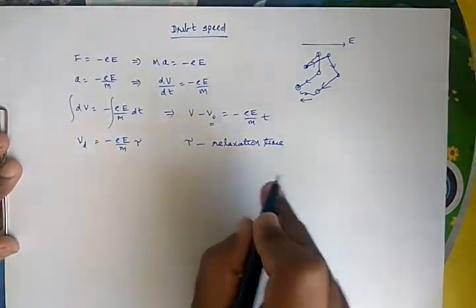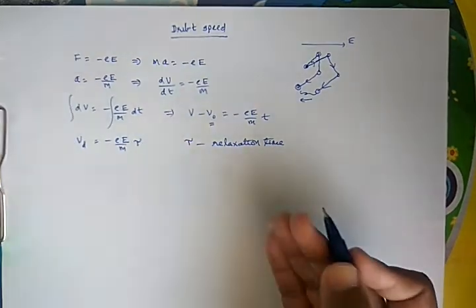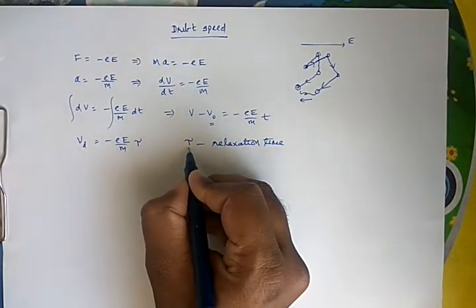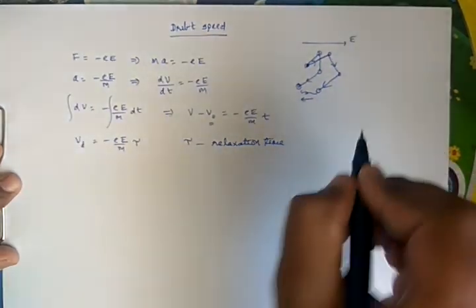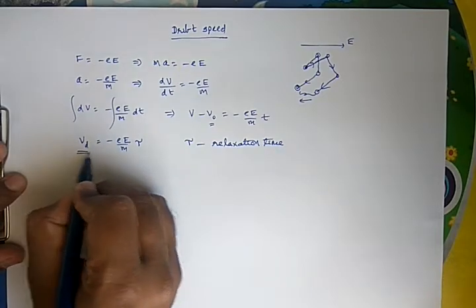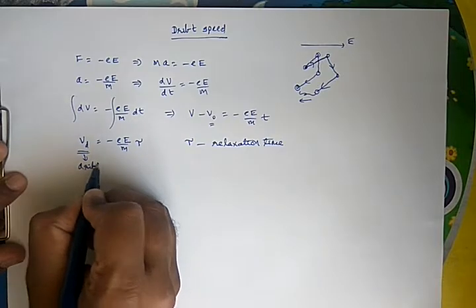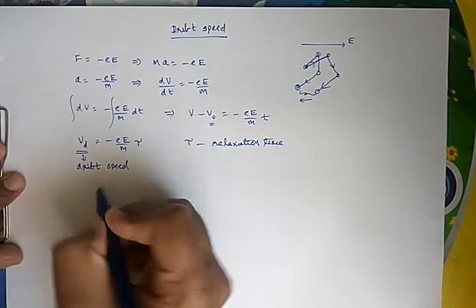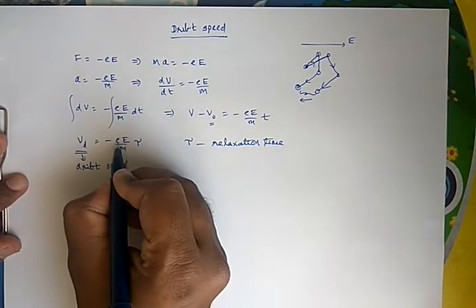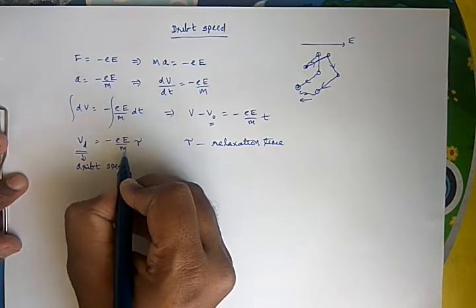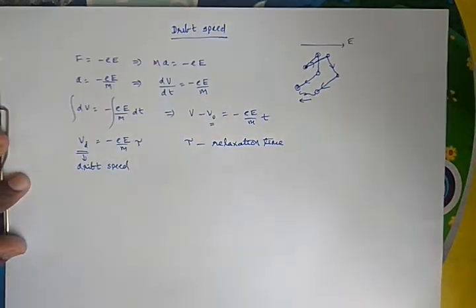It's the average time between two successive collisions, because the time between two successive collisions is not constant and may alter. So I am saying that this is the relaxation time, defined as the average time between two successive collisions. This is the velocity with which the electron will be moving. That's called drift speed or drift velocity. This is drift velocity, where e is the charge of an electron, E is the electric field, m is the mass of an electron, and tau is the relaxation time.